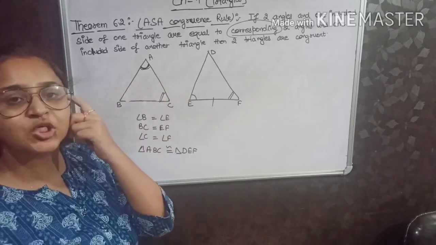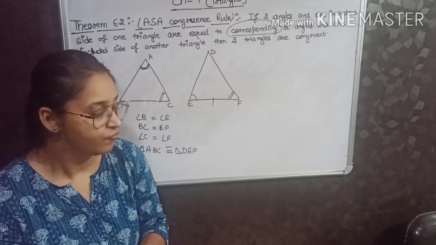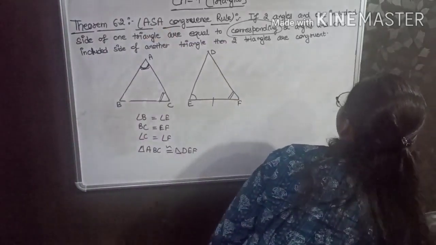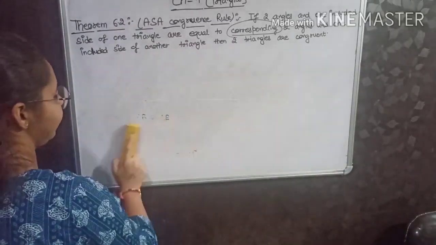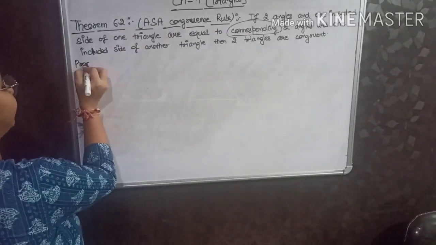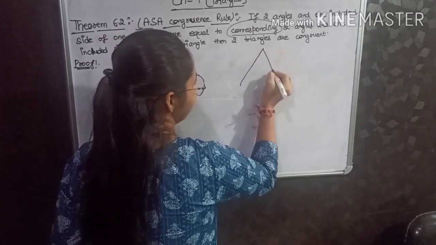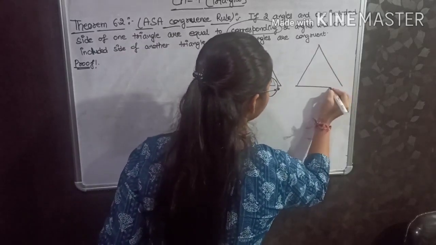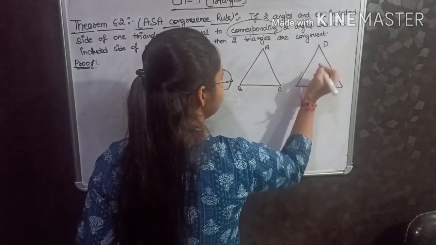Now, theorem 6.1 was given and we don't have any need to prove that. But we will do the proof of theorem 6.2. Let's see how it is proved. According to this rule, I am taking two triangles ABC and DEF.